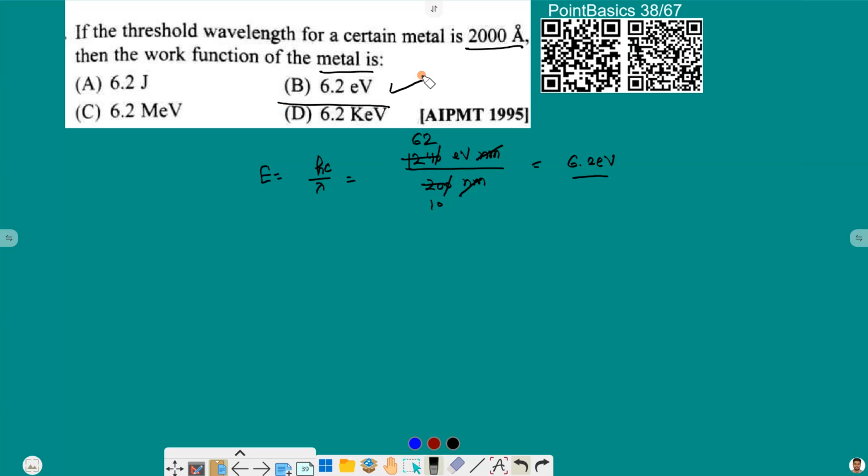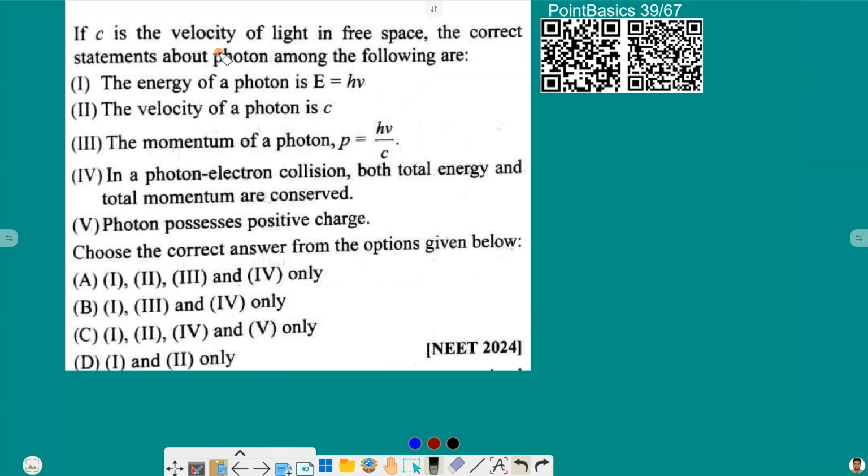So with this, let's move to the next one. Question number 39. If c is the velocity of light in free space, the correct statements about a photon among the following are. So we have been given some statements regarding photon. Now we know that the energy and momentum relation for a photon is that E square, where E is the total energy, is equal to m square c to the power 4 plus p square c square.